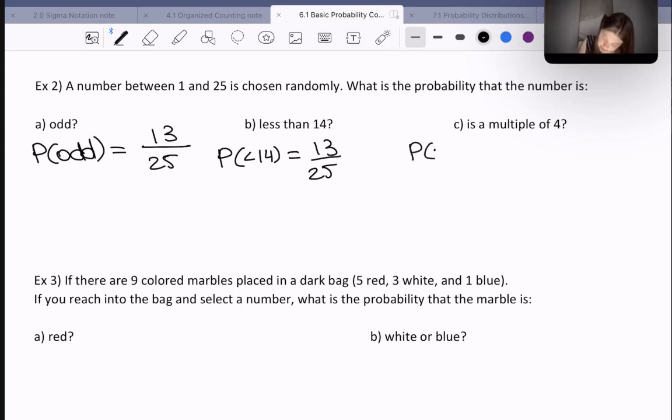How about C? C is probability of a multiple of 4, right? So how many of these numbers are multiples of 4? Well, let's see. 4, 8, 12, 16, 20, and 24. So there's 6 multiples of 4 here, out of the total number of outcomes in all, which is going to be 25. So the probability that we choose a multiple of 4 randomly is 6 divided by 25. Okay, very good.